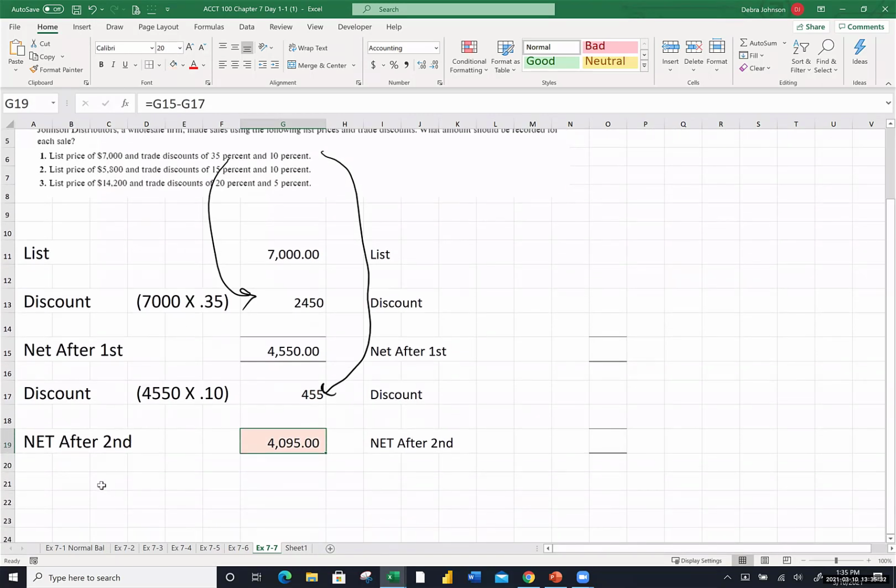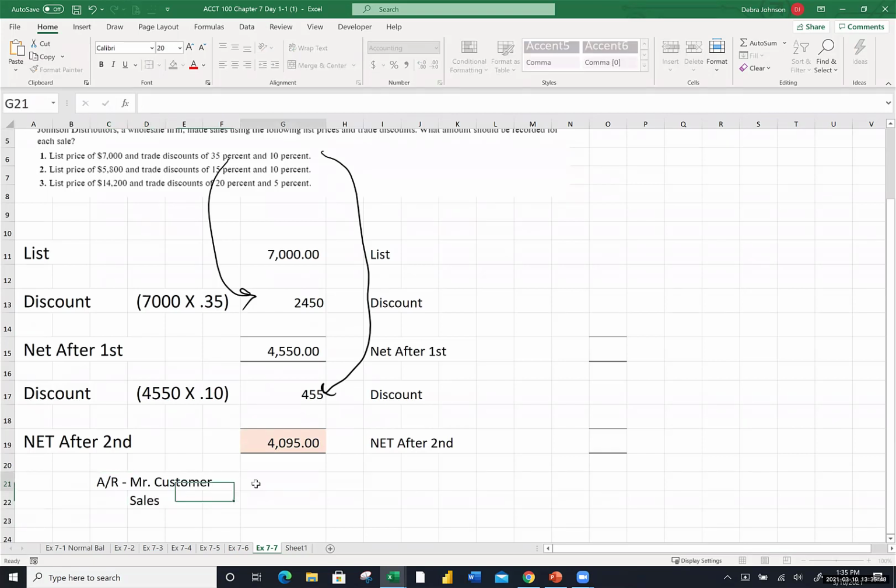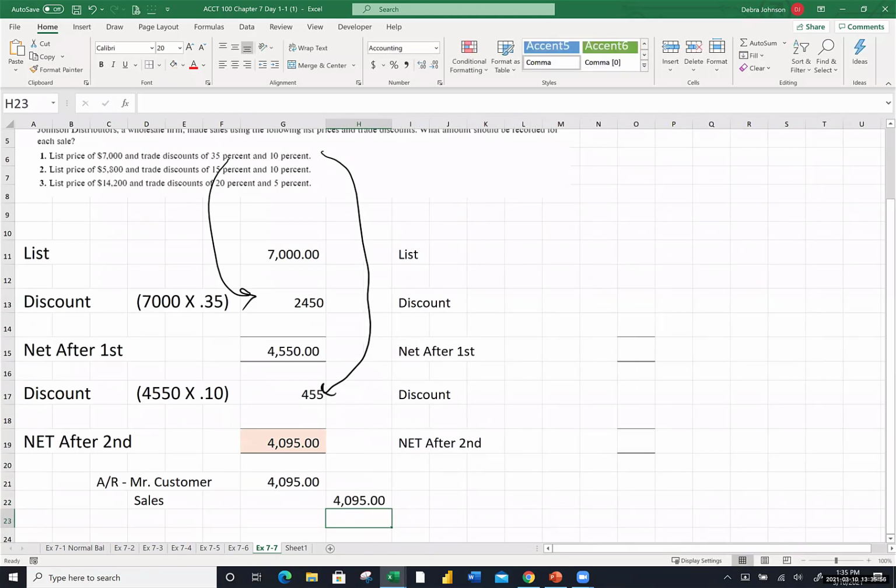So they didn't tell us to make journal entries. I'm going to make the journal entry so you can see how to record the sale. It would be, if this were on account, a debit to accounts receivable with the name of the customer. I'm just going to put Mr. Customer. And a credit to sales at the net amount, 4,095. Any questions on that?